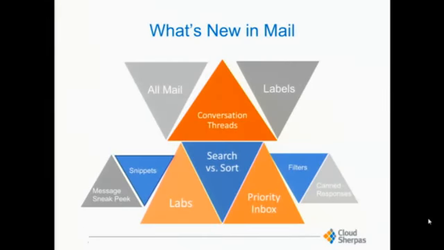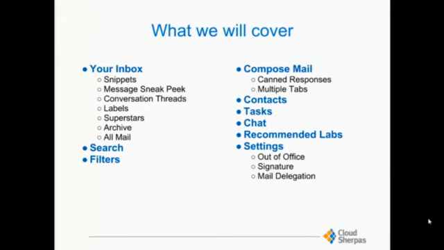So we're going to start off today by talking about things that are new and different in your mail account. Things like conversation threads and how in Gmail you don't do any sorting. Everything we do in Gmail is via search. We're going to look at a lot of cool features. We're also going to start with your inbox. So we're going to look at things like snippets and message sneak peek and conversation threads. Then, even though you cannot sort, I'm going to show you lots of ways to find anything you're looking for, because there are lots of different ways to search.